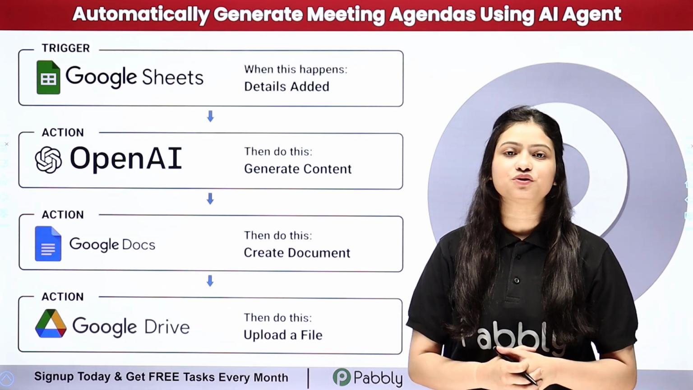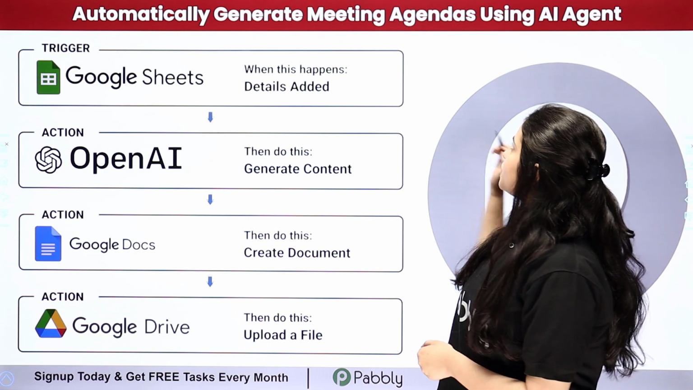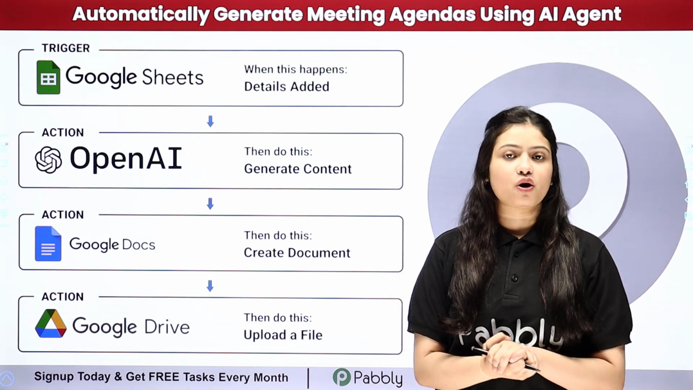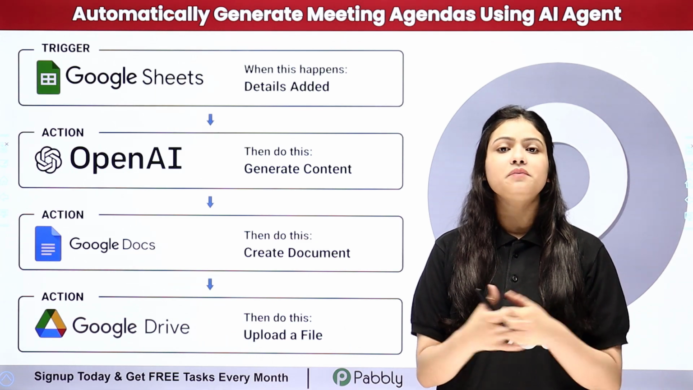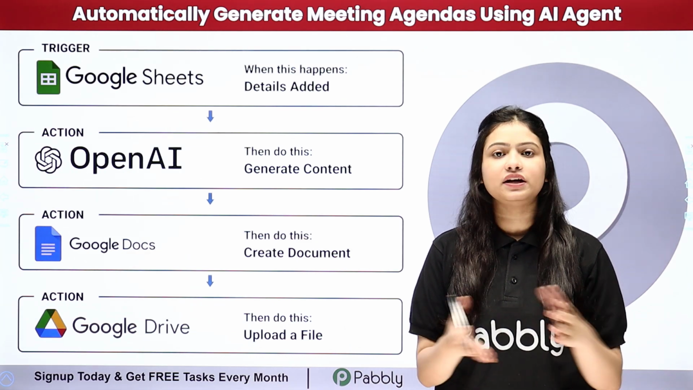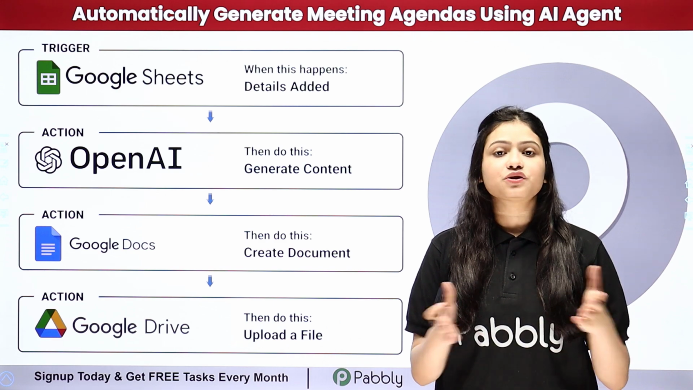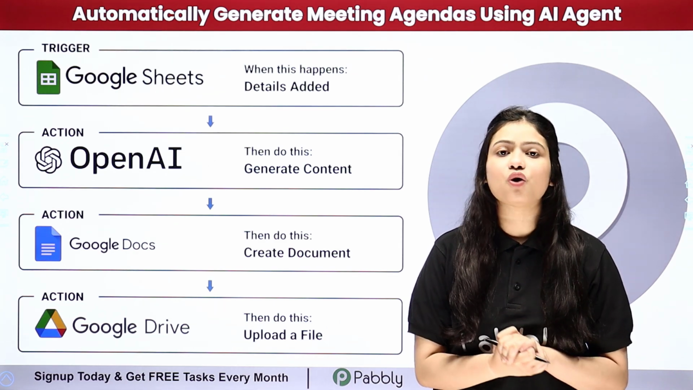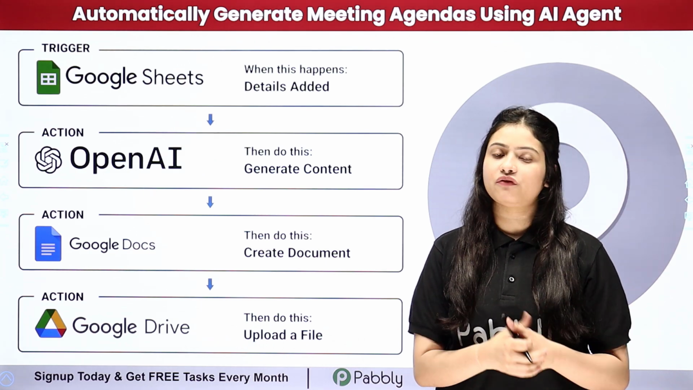In this video, we are going to learn how to automatically generate meeting agendas using AI agent. So as a project manager of my organization, my objective is to generate meeting agendas for different meetings and different team members on regular basis. Because I'm going to do it manually, it is going to take a lot of time. So I'm going to automate this entire process with the help of AI agent.